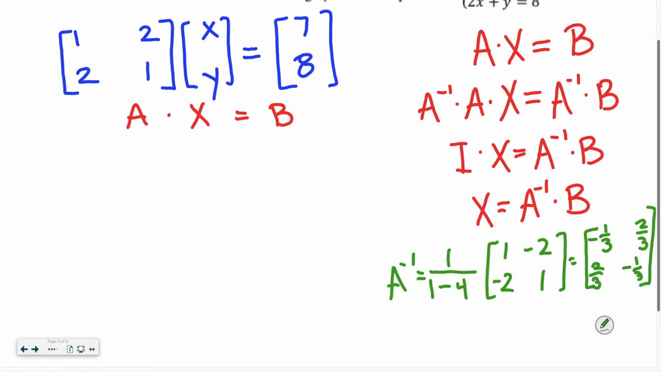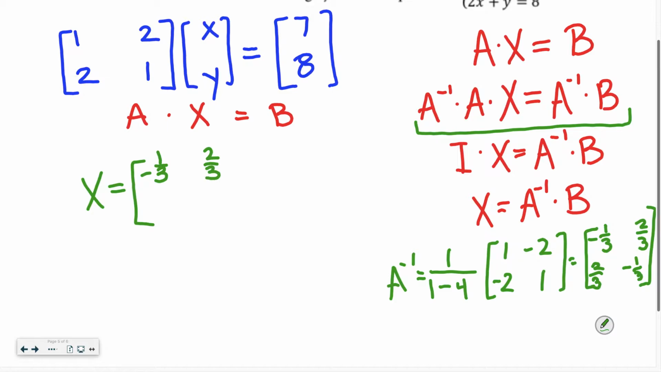Okay. All right, so we're going to do this step right here. What's A inverse times A? The identity. They cancel out. I'm not going to show that. That's multiplication we don't need to do. All right, so we know that X equals A inverse times B.